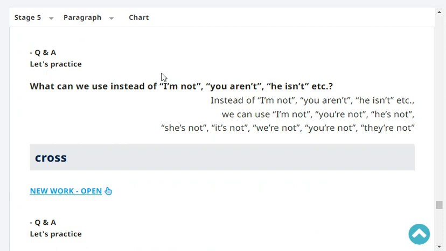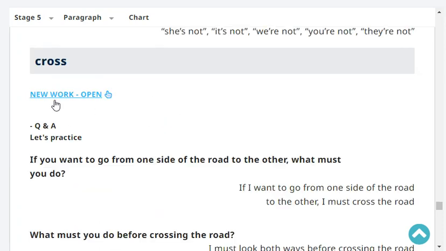What can we use instead of you aren't, he isn't, she isn't, etc.? We can use you're not, he's not, she's not, etc. Very good. Next, repeat cross.